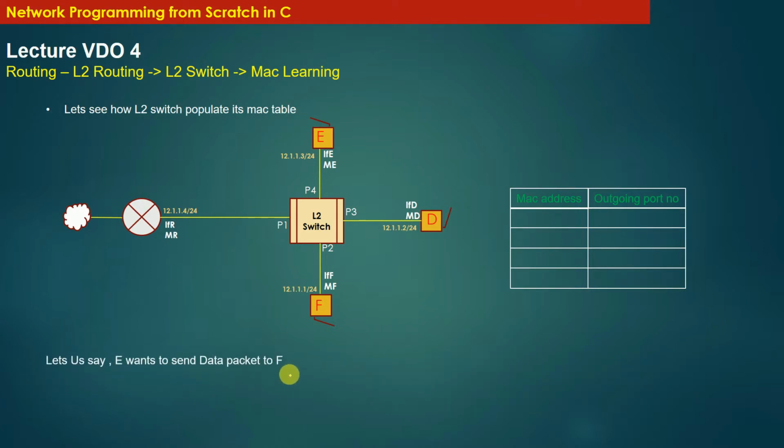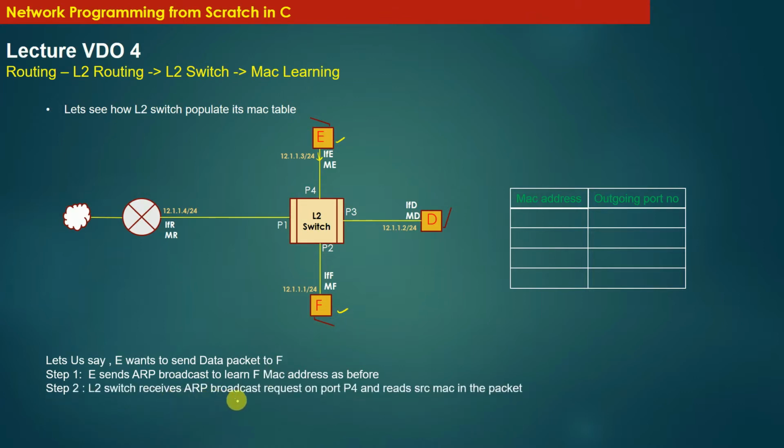So let us take an example. Suppose the machine E wants to send a data packet to the machine F. The first thing that E would do is to launch the ARP broadcast request to learn F's MAC address, as before. Let us assume that the machine E is not aware of F's MAC address. So machine E will launch an ARP broadcast request. On this interface, that is IFE, machine E will send an ARP broadcast message.